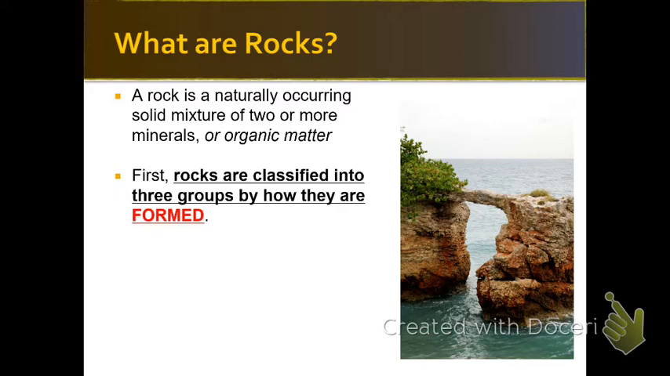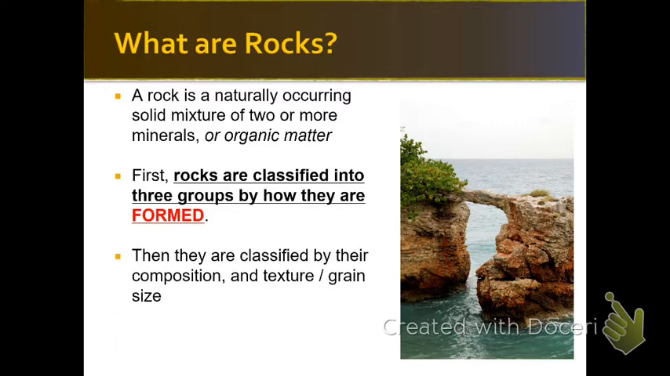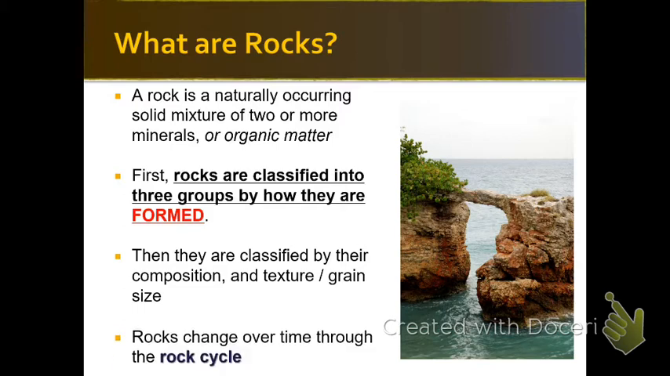You have your three groups: igneous, sedimentary, and metamorphic, and the process that happened is what kind of rock it is. So whatever process just happened is the type of rock you're looking at. After we have our three groups, you can break those groups down and categorize the rocks within there and classify them based on their composition and texture or grain size. And the rocks change over time through the rock cycle.